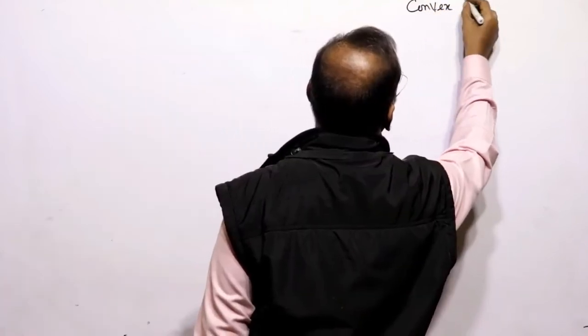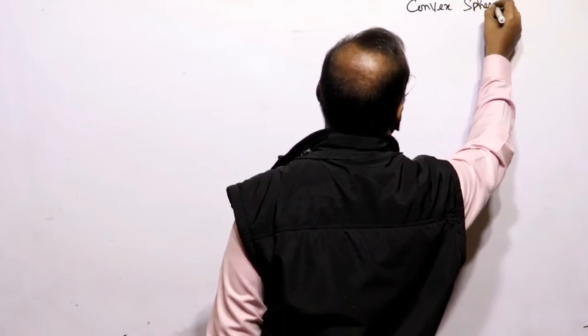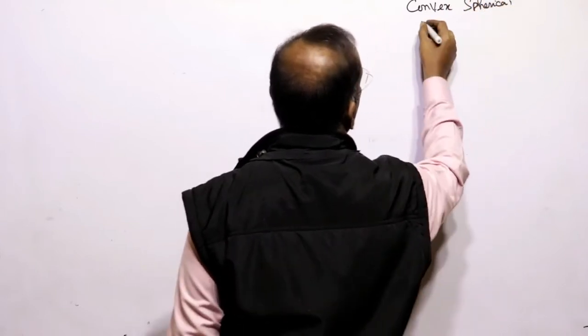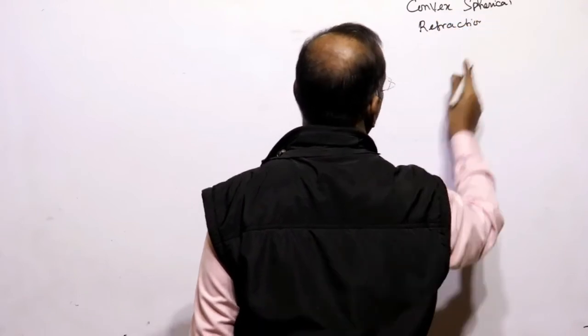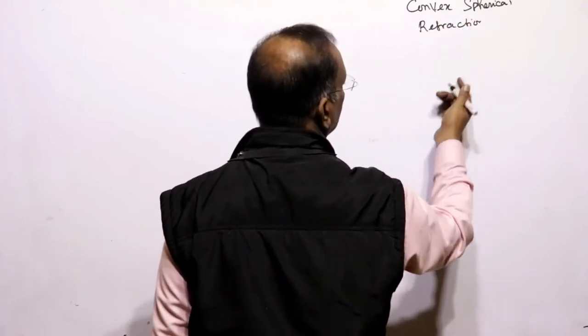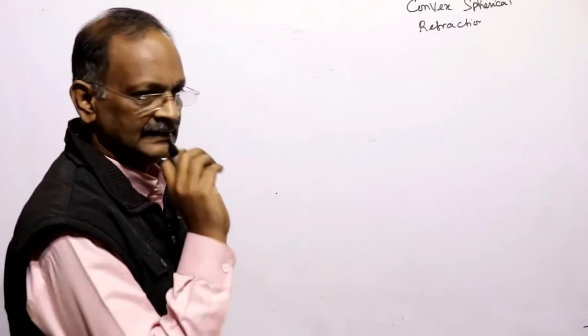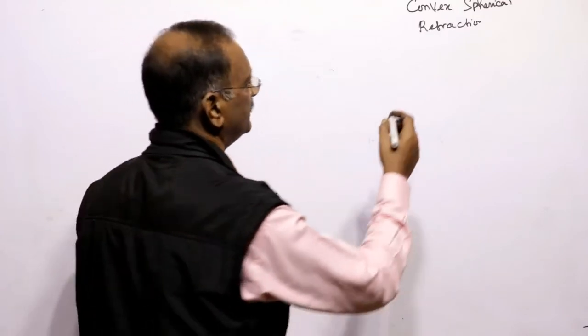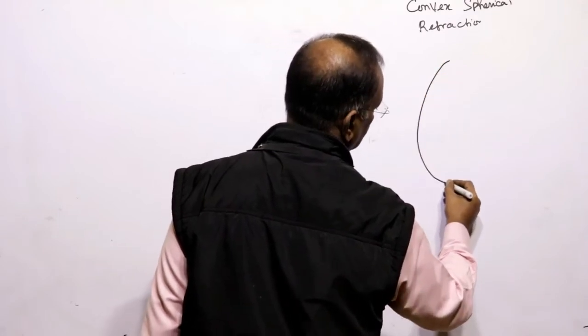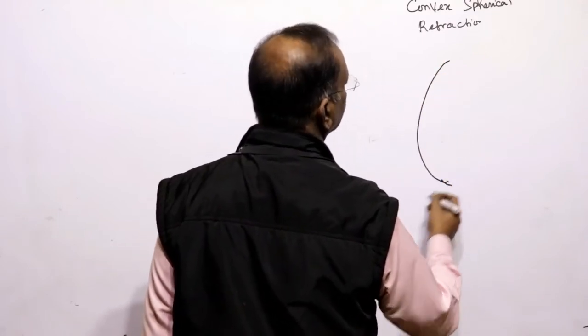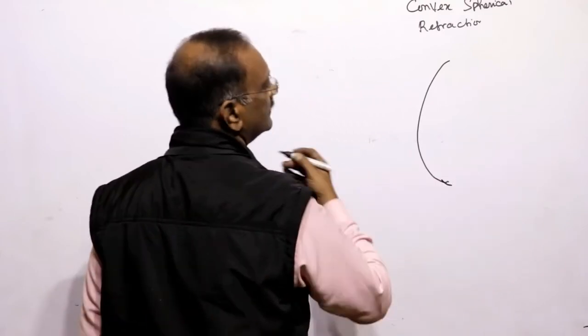Convex spherical refraction. Convex means where the ray is incident, that portion will be bulged. So I will take it like this. Second thing, the assumptions made.